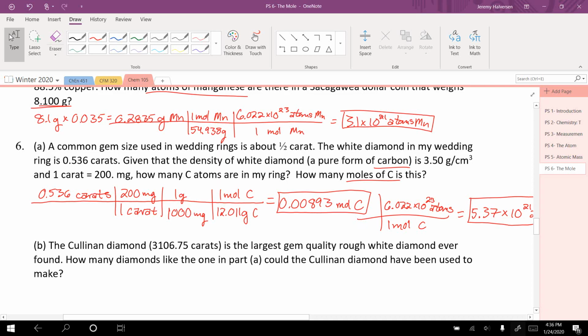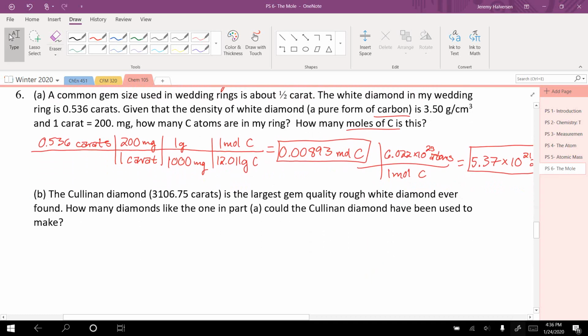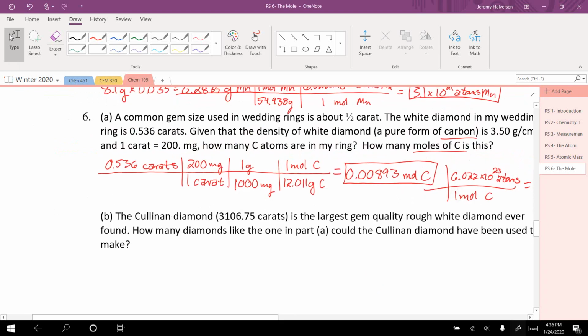All right, the Cullinan diamond is 3,106.75 carats. Largest gem quality rough white diamond ever found. How many diamonds, like the one in part A, could the Cullinan diamond have been used to make? You could overcomplicate this problem, but we know that this diamond weighs that much, and the diamond in part A weighs that much. So if we want to figure out how many we could make, we have that many carats divided into a bunch of rings that weigh this many carats.